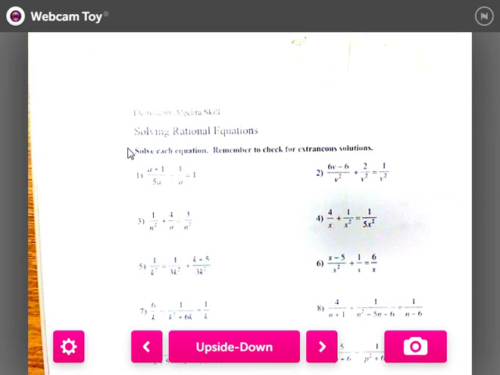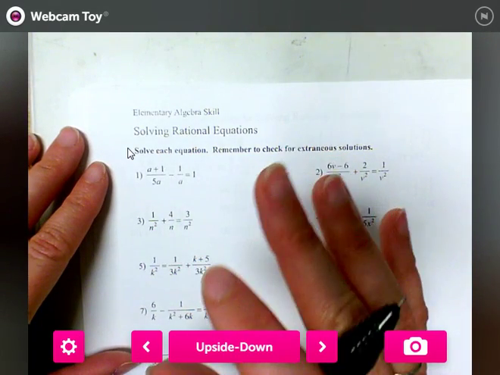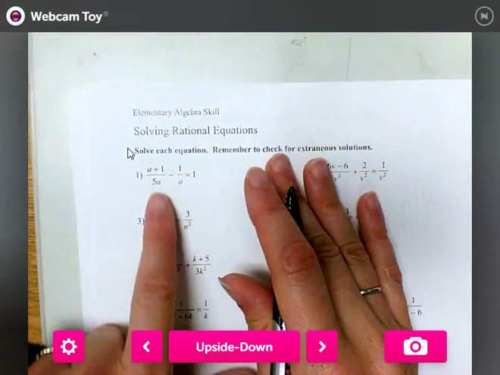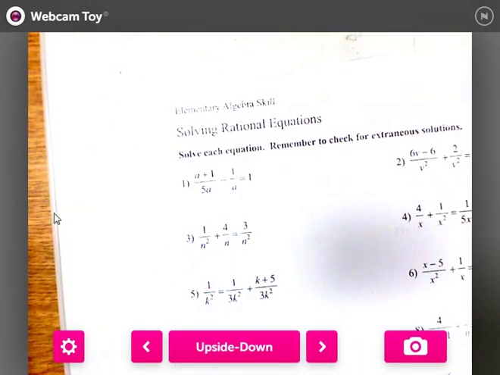Ladies and gentlemen, we're going to review for our quiz, which is tomorrow. You're going to have 10 questions on your quiz about solving rational equations. All right, so I'm looking at number 1. I'm going to zoom in a little bit and move this cursor out of the way.